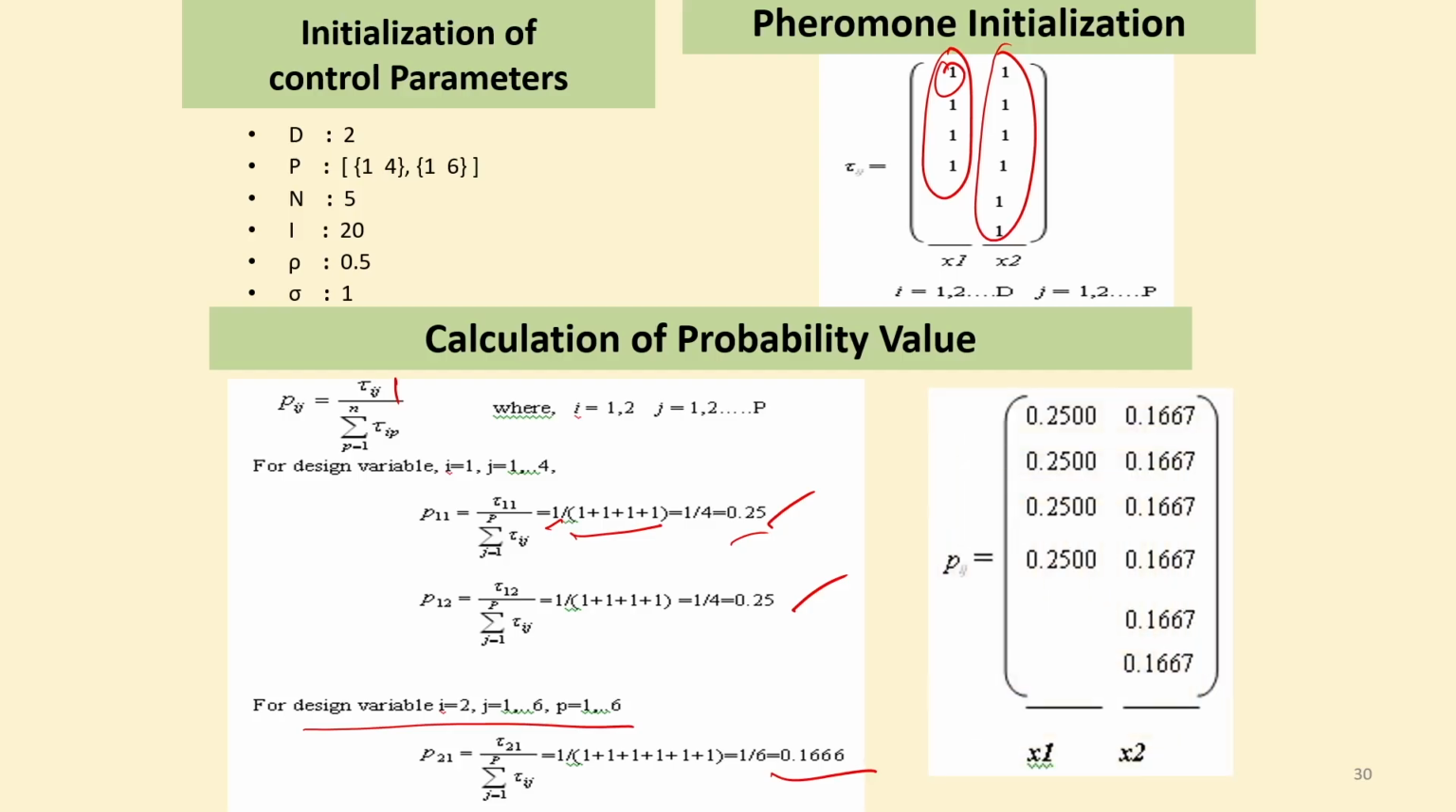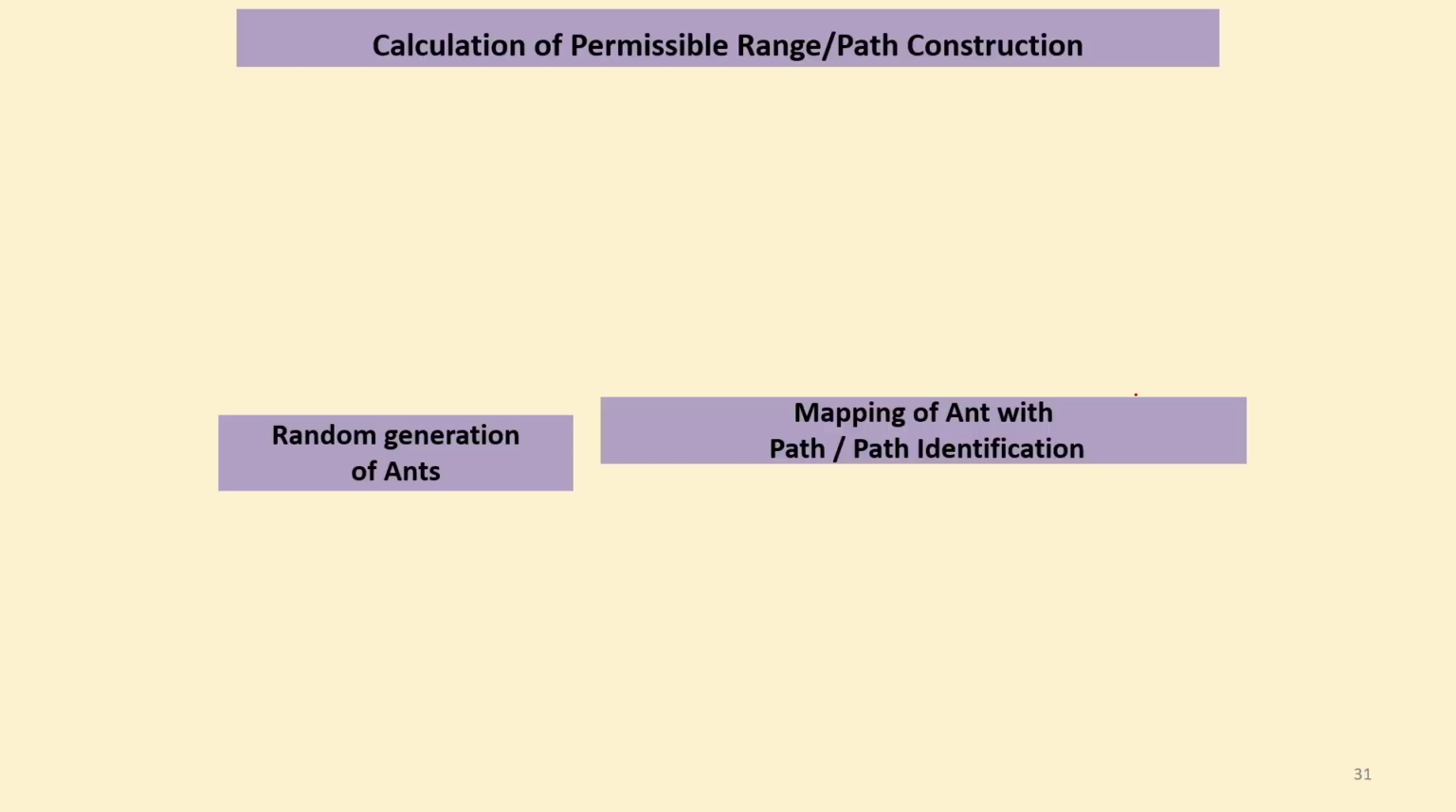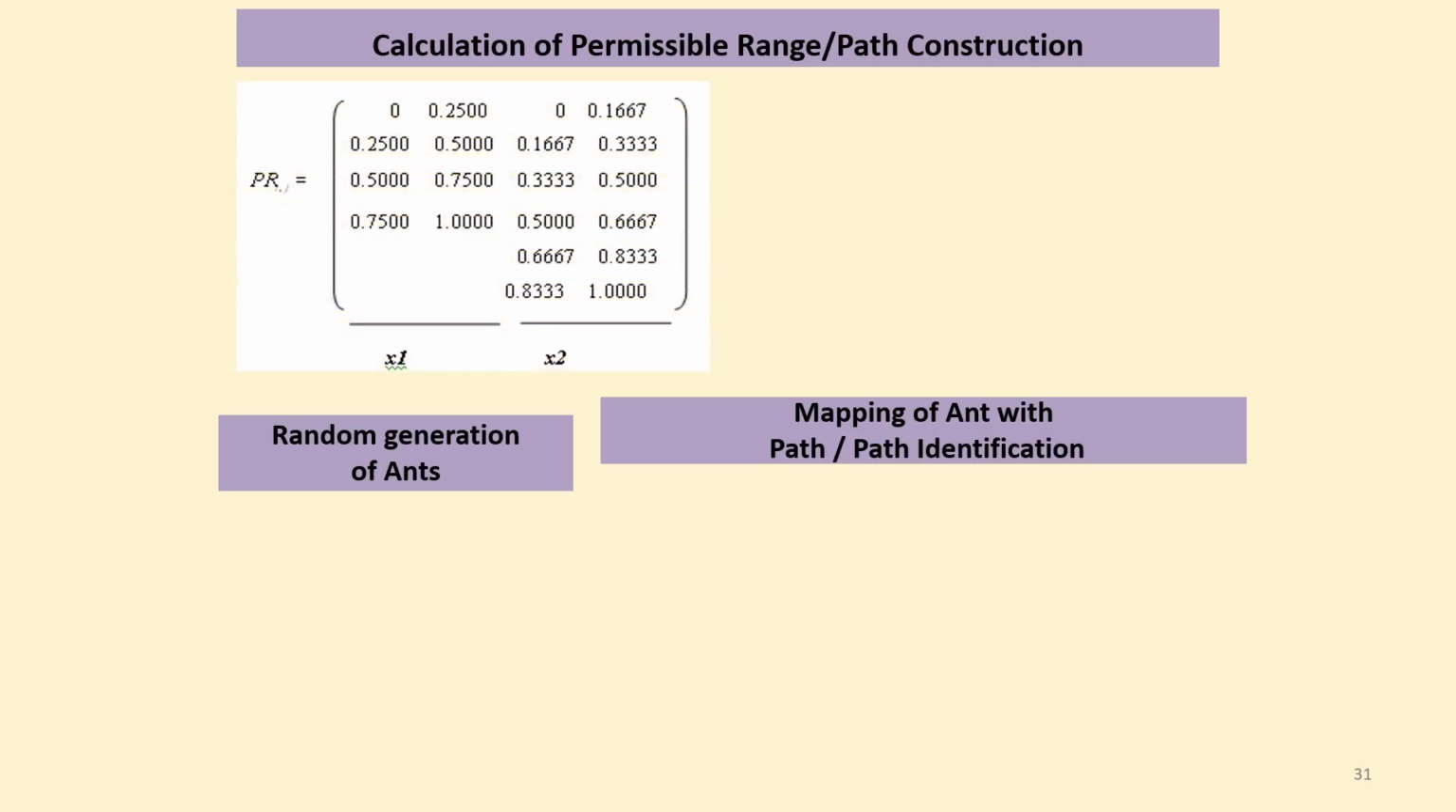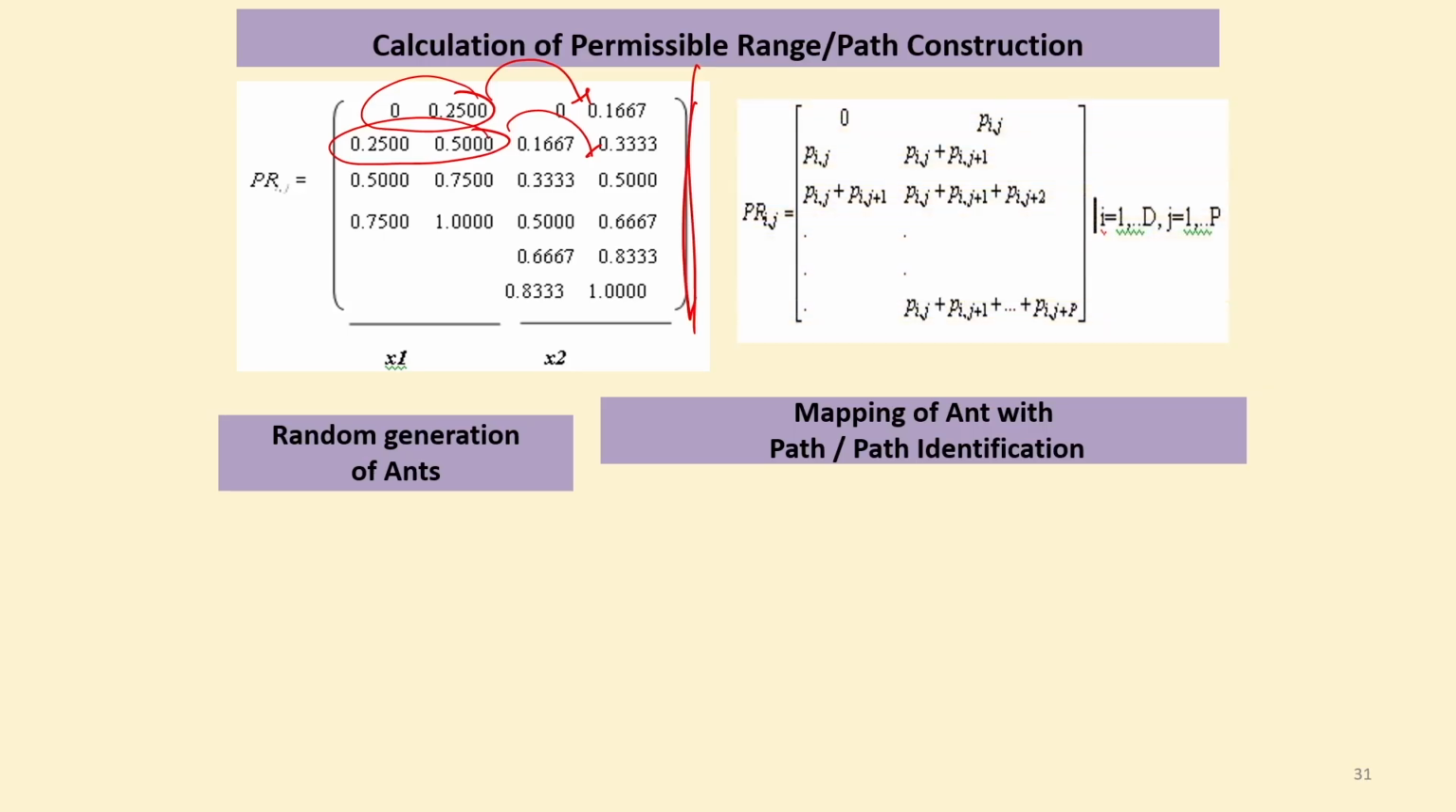Once the probability value is calculated, this Pij is looking like this, right. 0.25 for all the cases, 0.1067 for all the cases. What is the next step? Calculation of the permissible range for path construction. So, this 0.25 falls in this range and this 0.25 to 0.5 falls in this range. Like this we are calculating the permissible range for both the variables, and based on the permissible range you have to calculate the path.